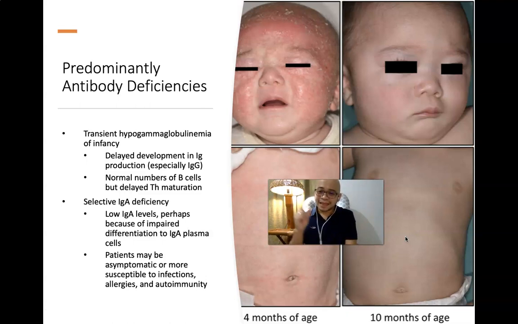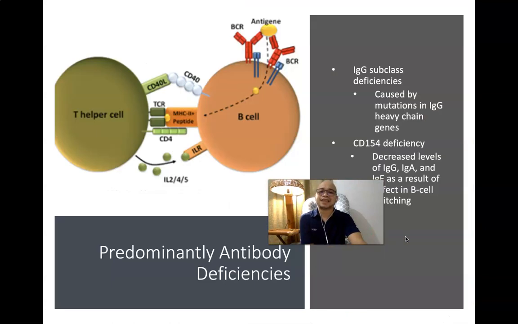The reason why out of the 5, only IgA is affected is because of the impaired differentiation to IgA plasma cells. So you have to review again the B cell differentiation. Fortunately, patients may be asymptomatic. That's a good scenario. However, the patient would be more susceptible to infection, allergy, and autoimmunity.